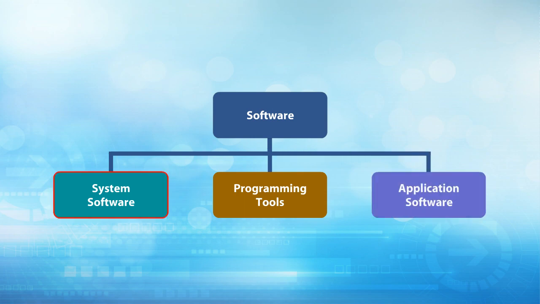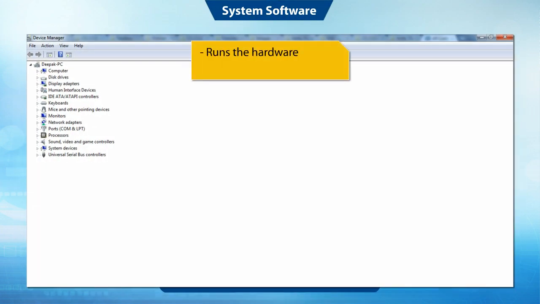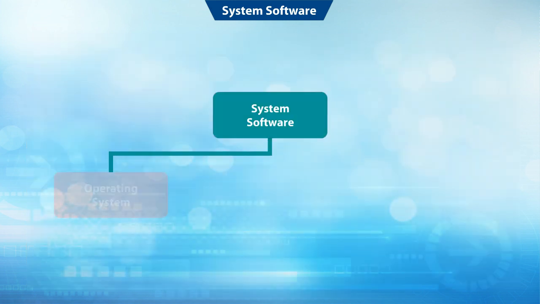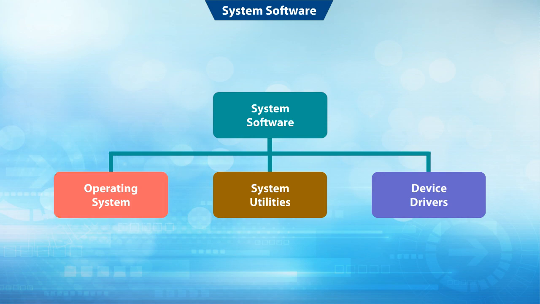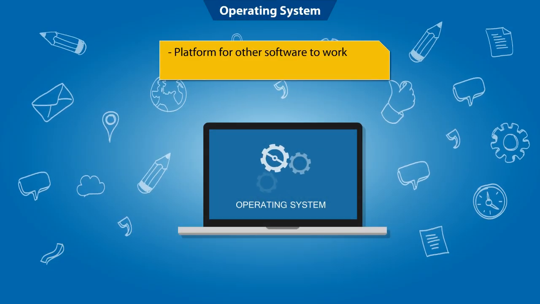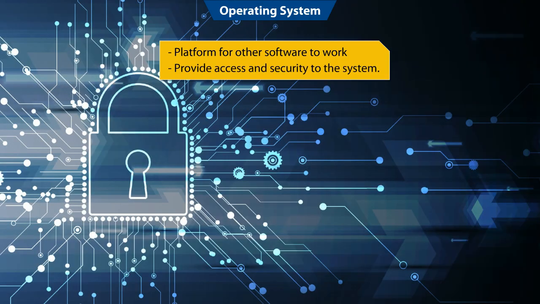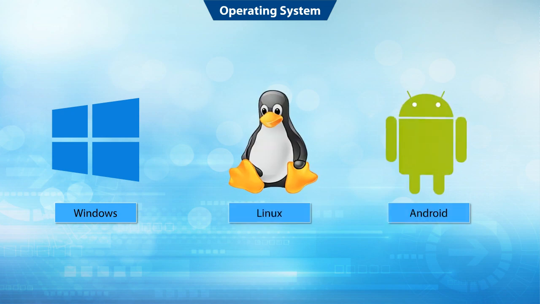Let's first see system software. System software runs the computer hardware and provides a platform for other applications to run. It is classified into operating system, system utilities, and device drivers. Let's start with operating system. It is a platform for other software to work and provide access and security to the system. Windows, Linux, and Android are some operating systems.